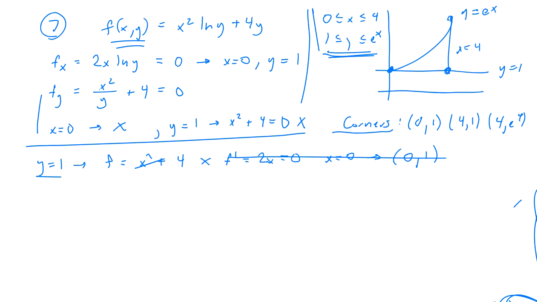And then x equals 4. Let's see if I can do this one right. x equals 4 gives 16 ln of y plus 4y. Derivative of that is 16 over y plus 4. Set that equal to 0. And that gives y is equal to -4.